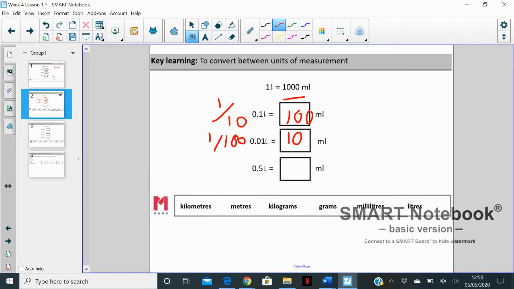Okay, now finally we're asked to find 0.5 litres. Now 0.5 is the equivalent of 1/2. So it's asking us to find half of 1000. So you could use an if I know fact to tell me what half of 1000 is going to be. So half of 1000 is going to be 500 millilitres.